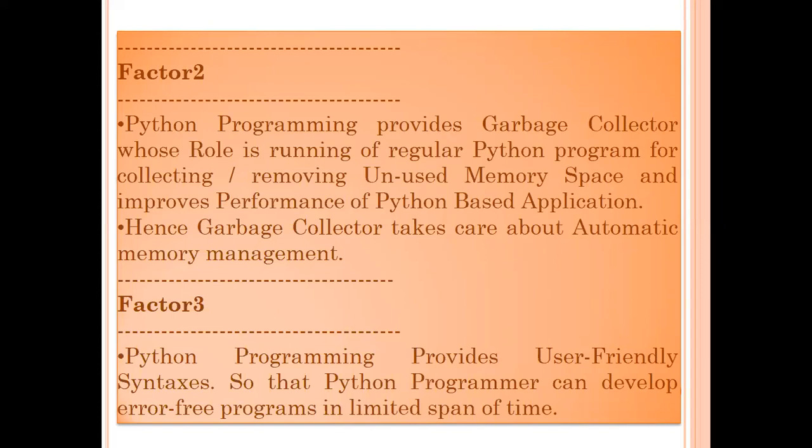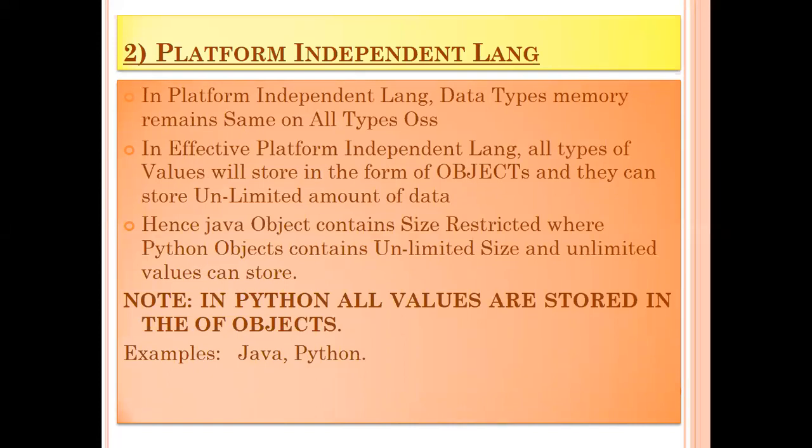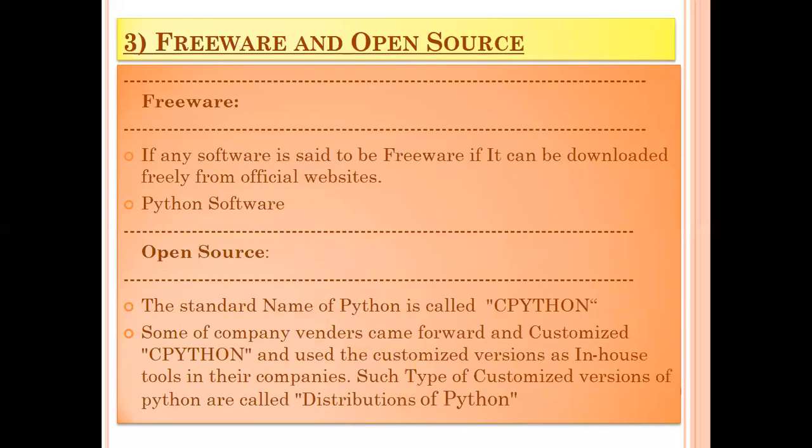Okay. Let's go ahead. Then it's a platform independent language. Why is it platform independent? Because it remains the same on all types of OS. All types of values are stored in the form of objects. If we talk about size restriction, there is no size restriction in Python, although Java is size restricted. Freeware and open source. Why is it freeware? Because it can be easily downloaded from its official website.